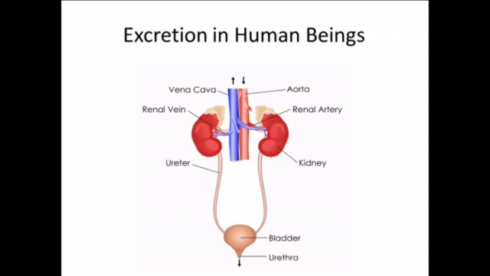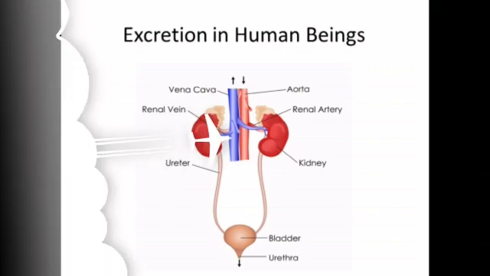Ureters. Two tubes which arise from each kidney and carry urine to the bladder. Urinary bladder. This is a muscular sac-like structure where urine is stored till it is thrown out. Urethra. This is a short muscular tube that carries urine from the urinary bladder to the outside of the body.